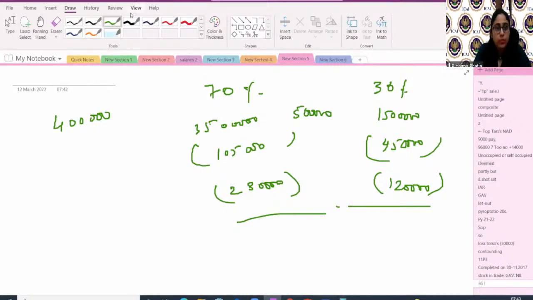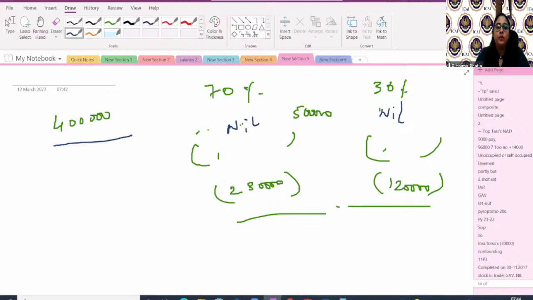But here the benefit comes when we are talking about a self-occupied property. Now we are talking about, suppose, a self-occupied property. In that, the annual value is nil. So no deduction under 24A. But under 24B you will say there is a loan of 4 lakhs, okay?